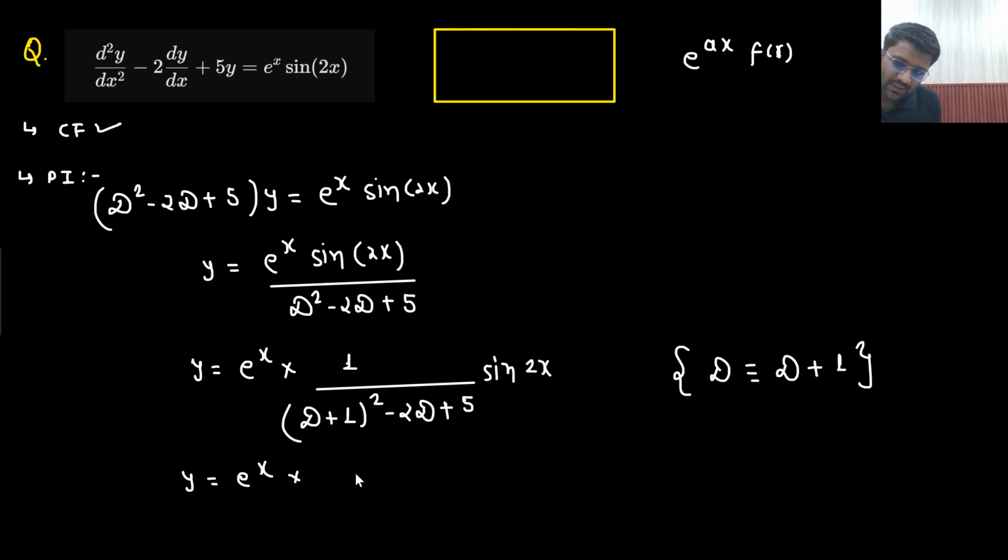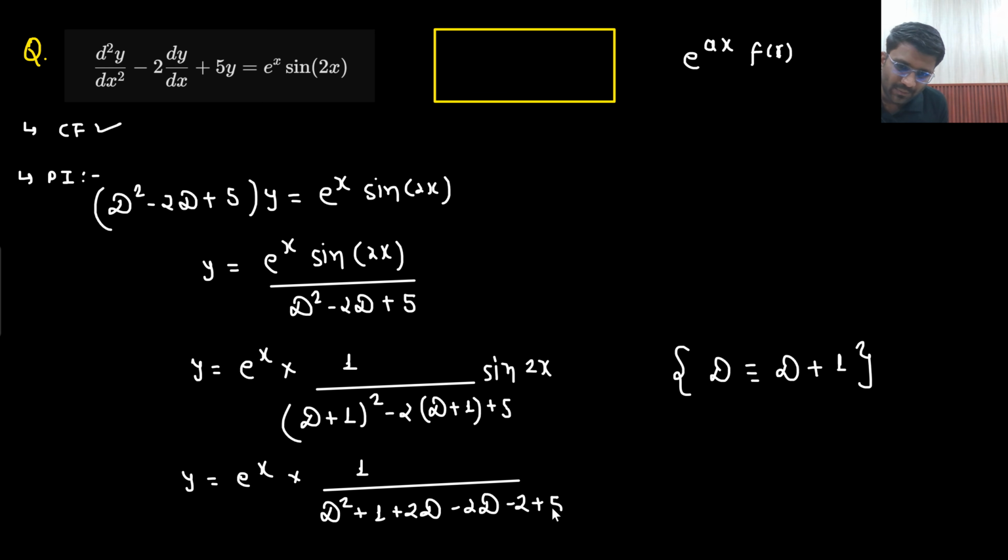So what are we getting? e to the power x into 1 upon, sorry, in place of d you are supposed to put d plus 1. Are you able to understand this point? So d square plus 1 plus 2d minus 2d minus 2 plus 5, sine 2x. So 2d and 2d will get cancelled out.